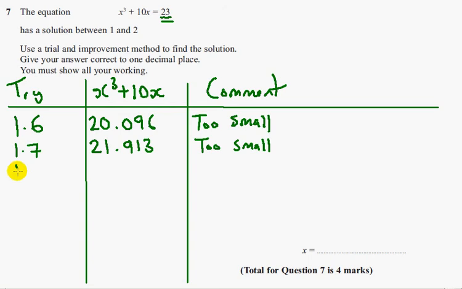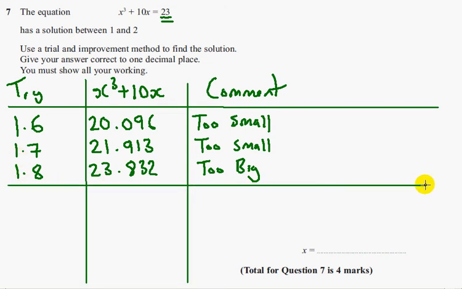So let's go a little bit bigger, 1.8. So 1.8 cubed plus 10 lots of 1.8 is 23.832. Great, that's too big. So we know that x has got to be between 1.7 and 1.8. Okay, so we could write a little comment if we wanted to. We know that the solution is between 1.7 and 1.8.